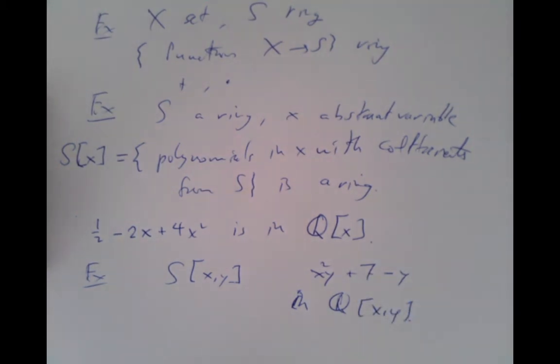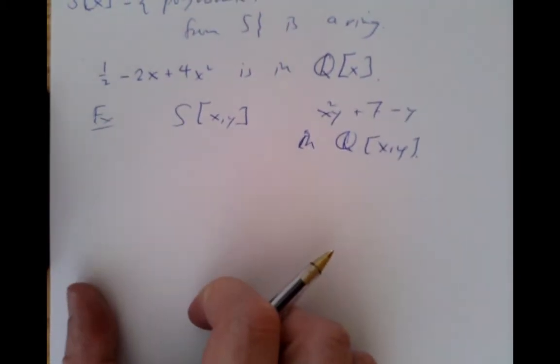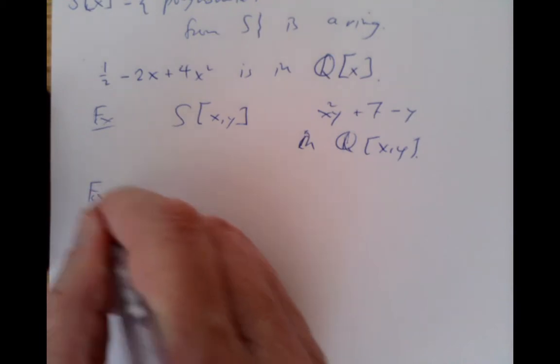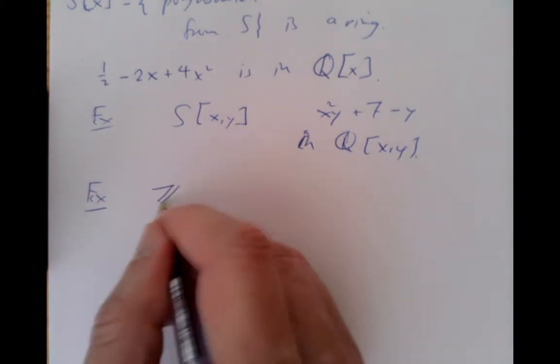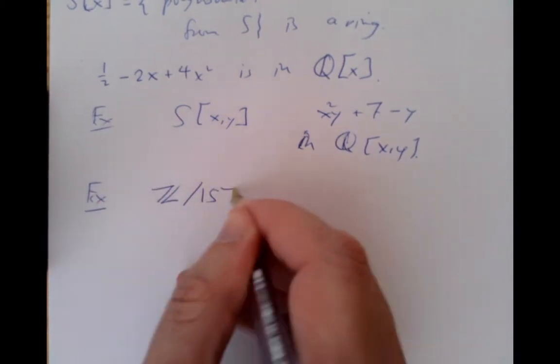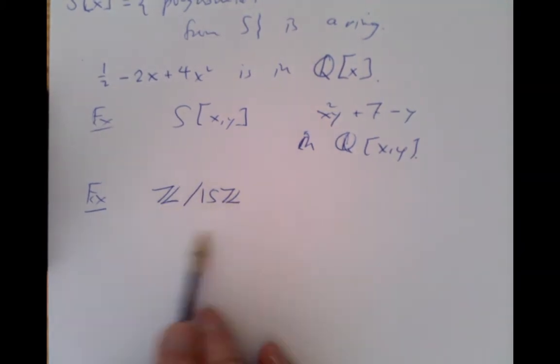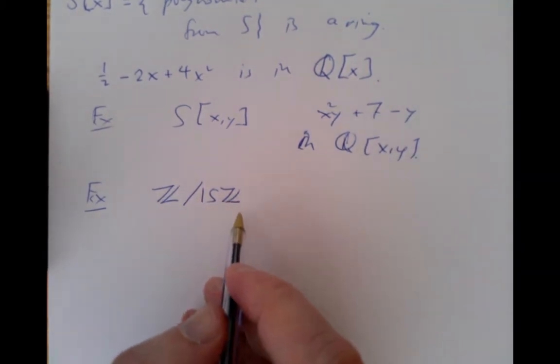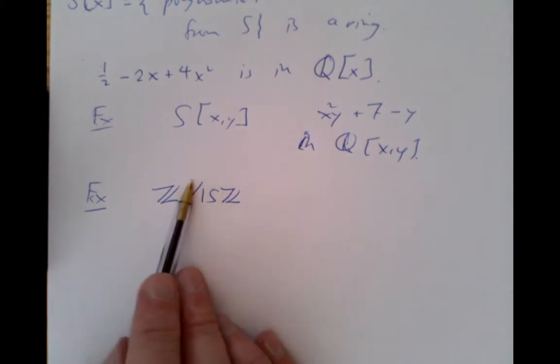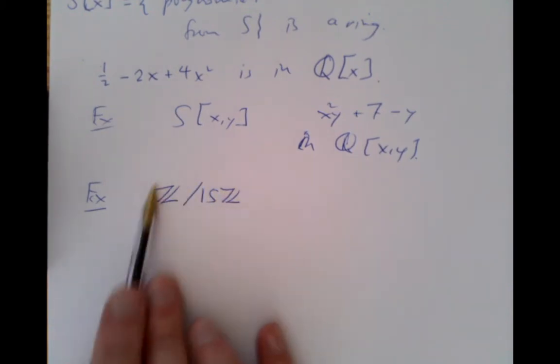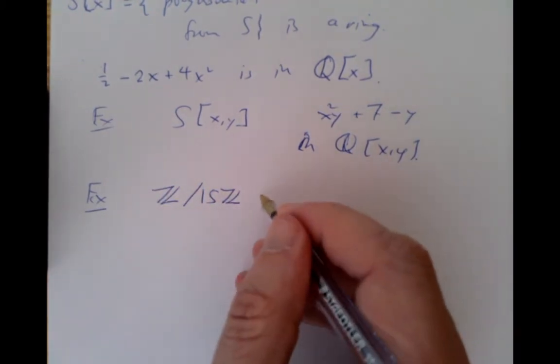We can allow stranger kinds of polynomials, and we've already done so. We've already looked at polynomials with some unusual coefficients. So if we, for example, take Z mod 15Z, that's remainders mod 15, so that's numbers 0 to 14, but with remainder arithmetic, where you add and then take remainder, you multiply and then take remainder to do the adding and multiplying.